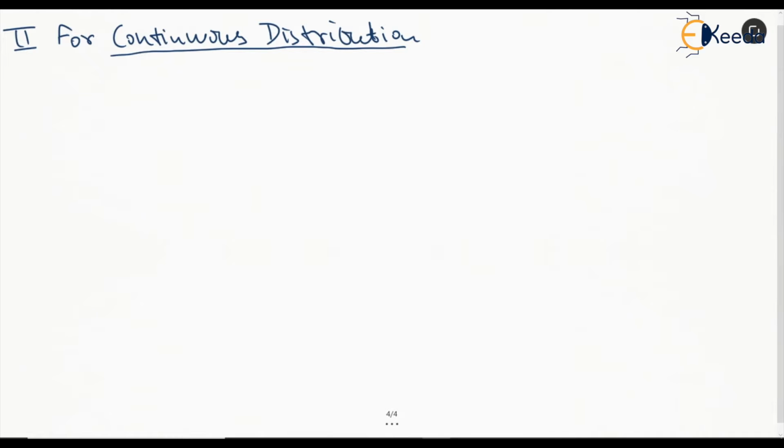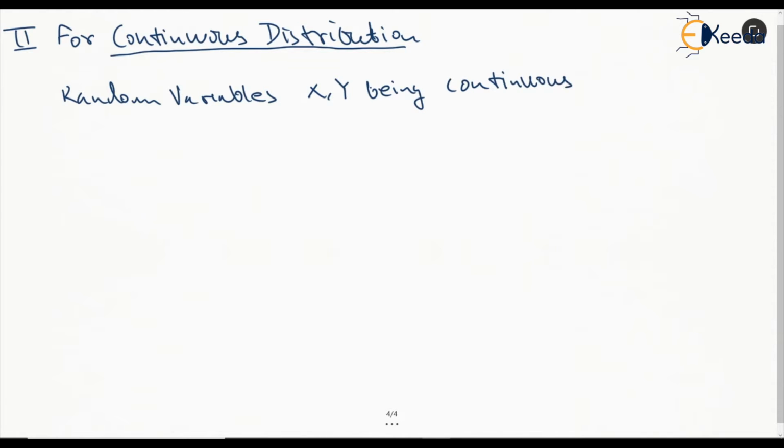Right? So it is going to be, let's say, the random variables x and y being continuous with density function f of x comma y, right?